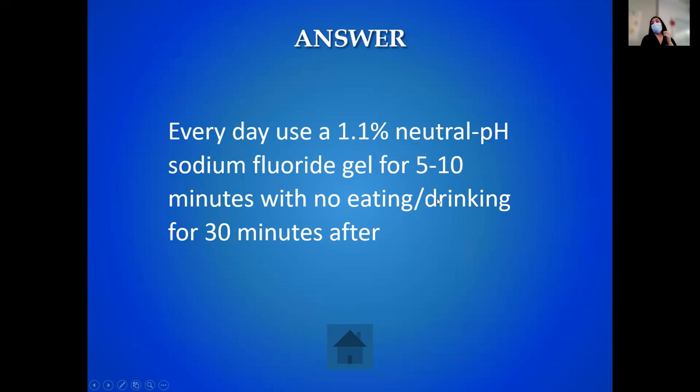I think usually I tell my patients to wear it for 10 minutes, but sometimes they salivate a whole bunch because it's very kind of sour. So as long as they can stand it. And then spitting thoroughly, but not rinsing it away. Good job.